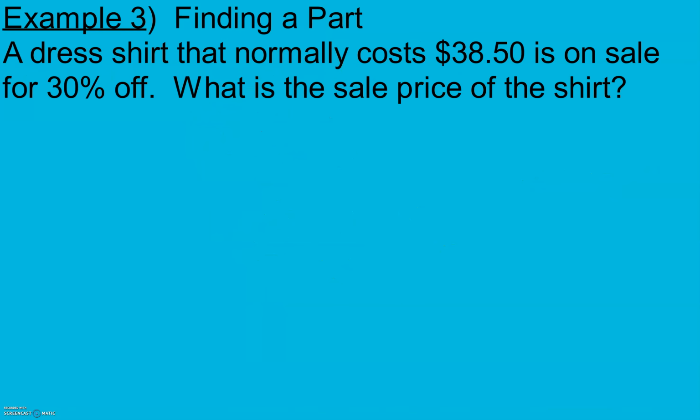In example 3, a dress shirt that normally costs $38.50 is on sale for 30% off. What is the sales price of the shirt? Our sale price. We have 30% off, which means we're going to take that part away. So there are 2 different ways that we can solve this problem. The first way is to figure out how much money we saved and then subtract that from our total. So figure out our savings, and then we take the total price it started with minus how much we're saving.